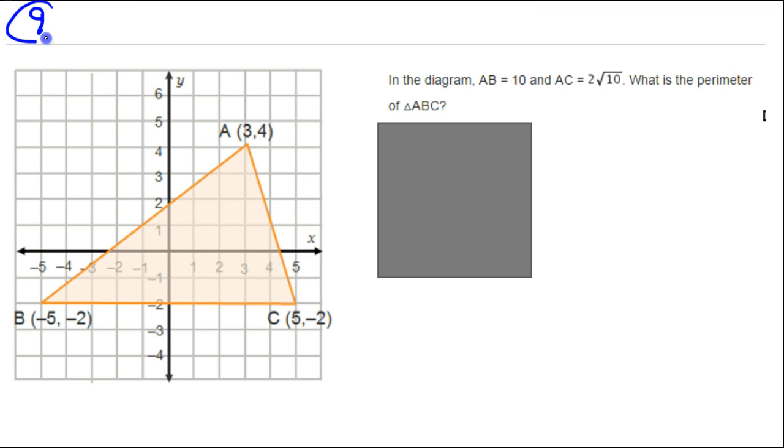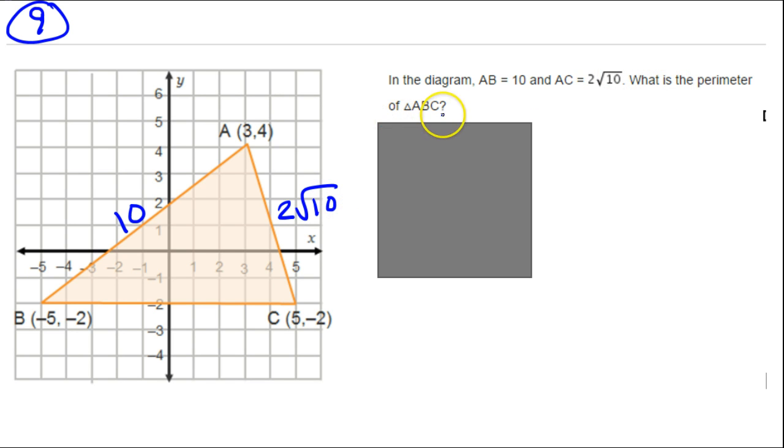I'm pretty sure this is number 9. Almost lost track. This is really the same as the last problem, so it should be super easy. Let's see. They're telling us that in the diagram AB is 10. Okay, so we know that this is 10. AC is 2 radical 10. Alright, so we didn't even have to do the distance formula.